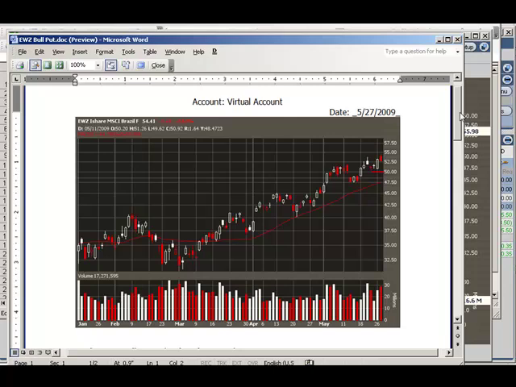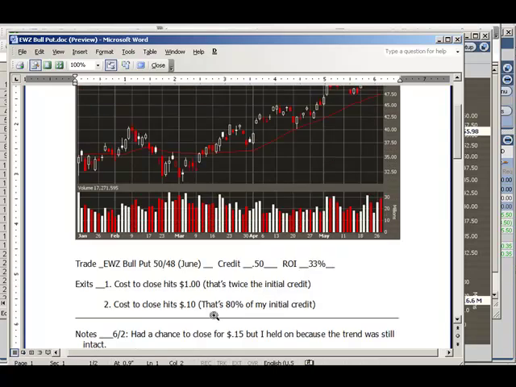One of the things that I've set up is just a place at the top of the trade where I can enter the date that I entered the trade and capture the chart as it was when I entered the trade. And then I like to capture some things on the trade as well, as far as what kind of trade we put on. In this case, it was an EWZ bull put spread, the 50 and the 48 put spread, and that was for June. We took in a credit of 50, and I calculated just a quick and dirty ROI based on if I captured the full 50 cents, which we knew we weren't going to do.